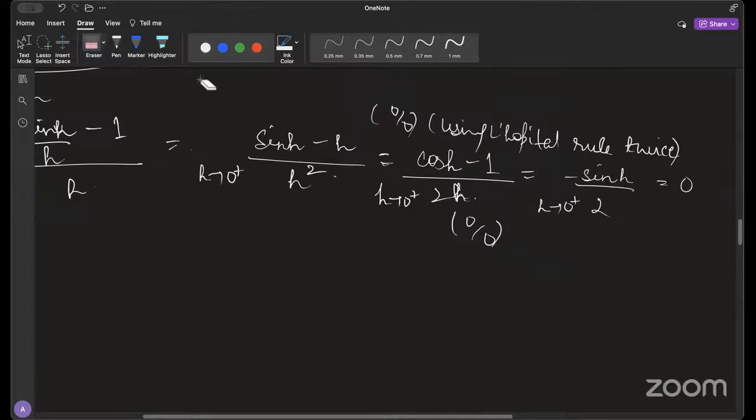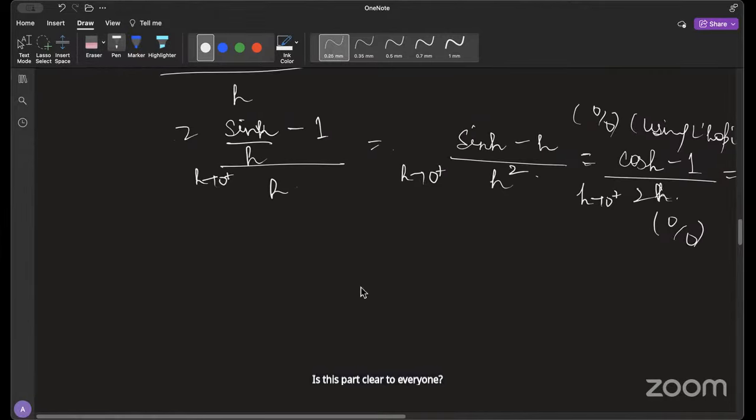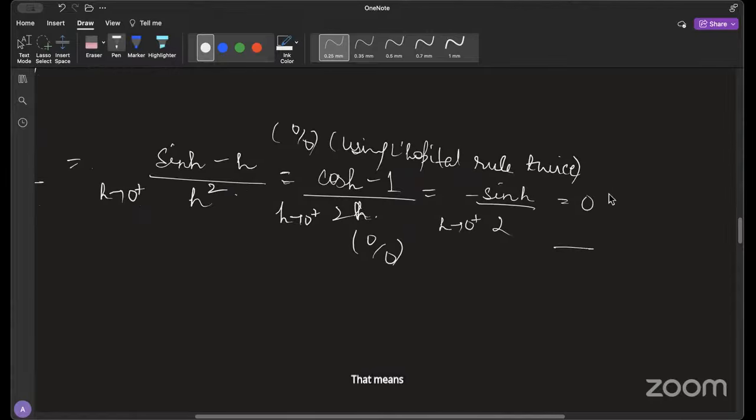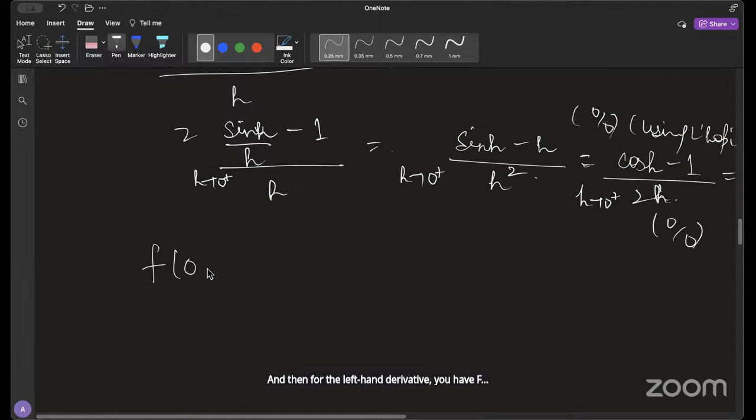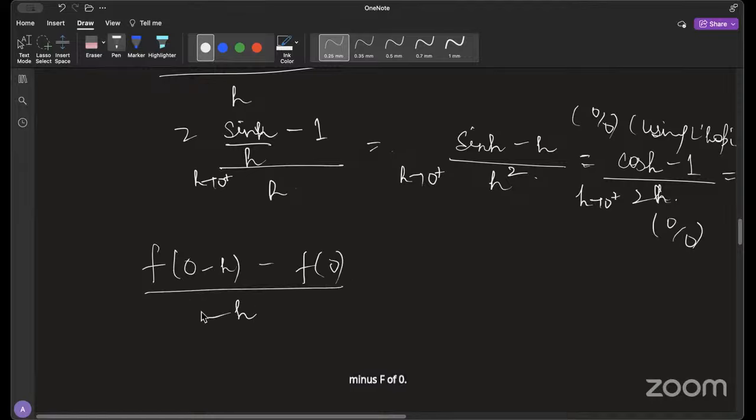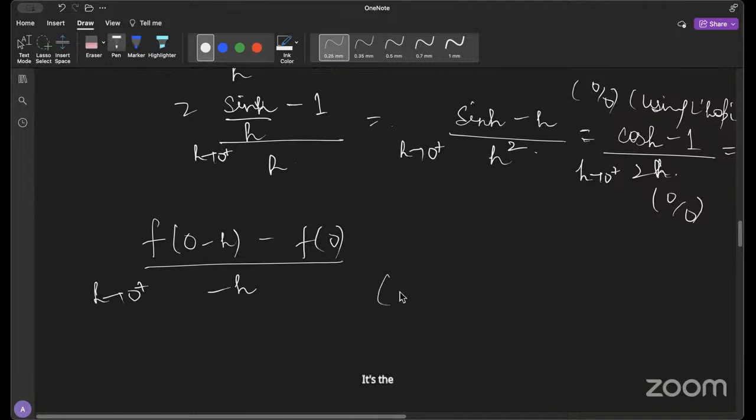Is this part clear to everyone? That means your right-hand derivative at y equals 0 is this. And then for the left-hand derivative, you have f(0 minus h) minus f(0) by minus h as h tends to 0 plus. Why I'm writing 0 plus here is that it's the same thing as mentioning that h tends to 0 and h is greater than 0. It is equivalent to saying that h tends to 0 plus, right?